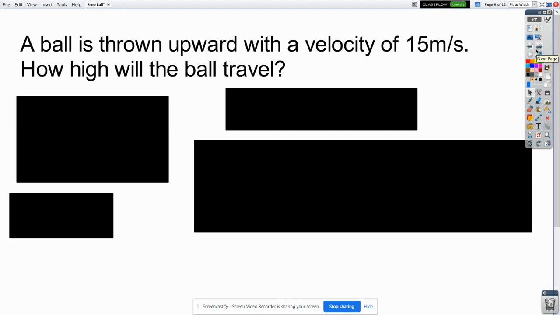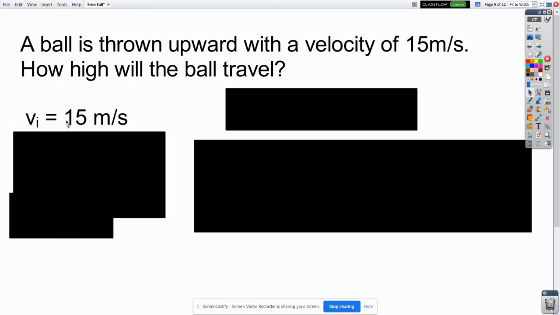Let's take a look at another example. This time we're going to throw a ball upward. Instead of dropping it, it's going to go up. It's thrown upward with a velocity of 15 meters per second, and that will be positive because it is upward. Up is positive velocity, down is negative. But that's all we have. There's no other numbers in this particular question.